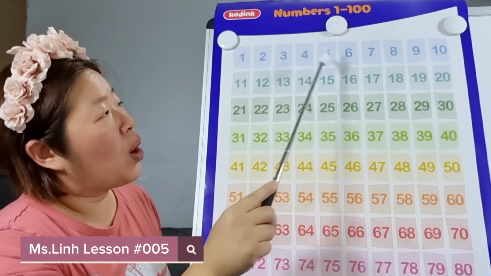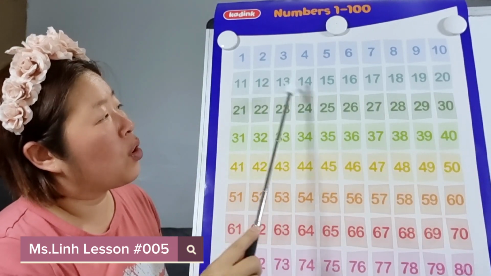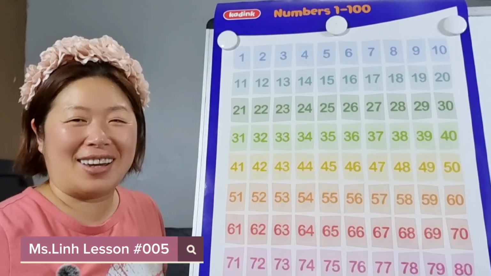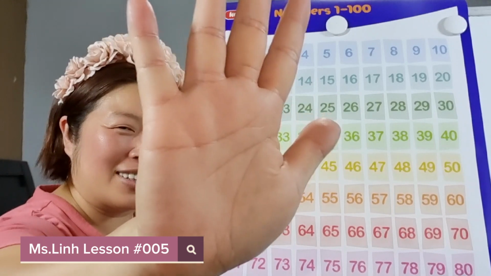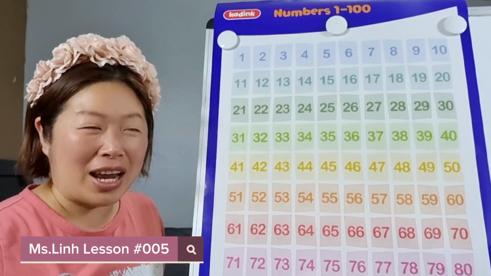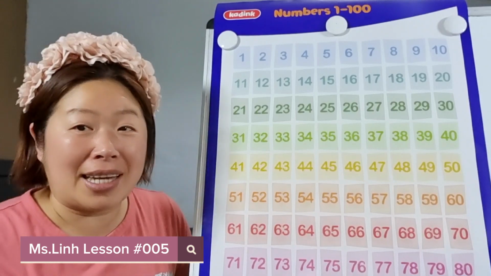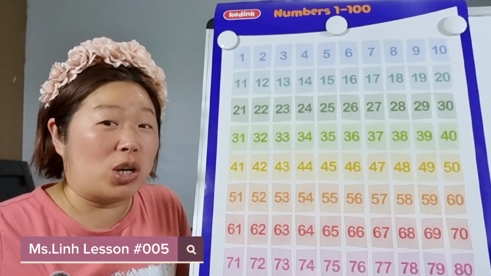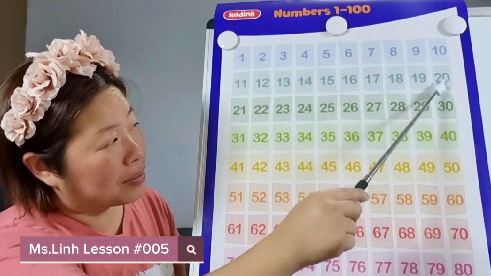2, 4, 6, 8, 10, 12, 14, 16, 18, 20. Good job. Give me 5. Very, very good. How about we count by tens, okay? It sounds a bit scary, but tens is actually quite easy. It's maybe the easiest. So tens are the ones here.